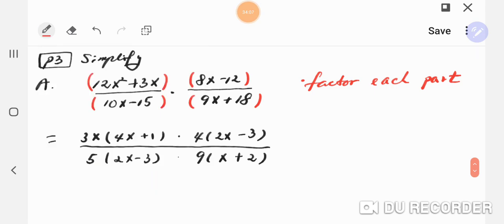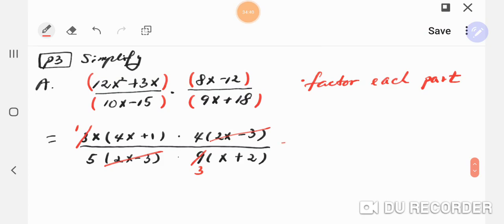Is there any common factor? Yes, 3 and 9. So divide 9 by 3 is 3. 3 over 3 is 1. Okay, how about x? No. How about 4x plus 1? No. Okay, how about 4? No. 5? No. Okay, 4x plus 1. Do we have 4x plus 1 in the denominator? No. How about 3x minus 3? Yes, this is the only one. So that's it. There's nothing.